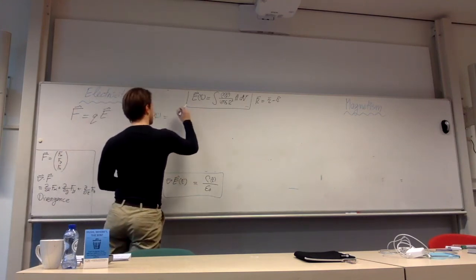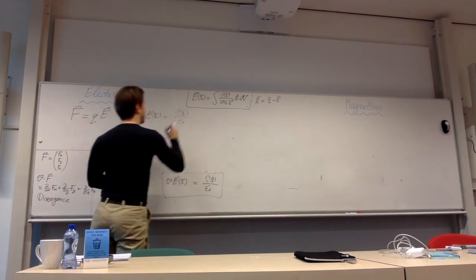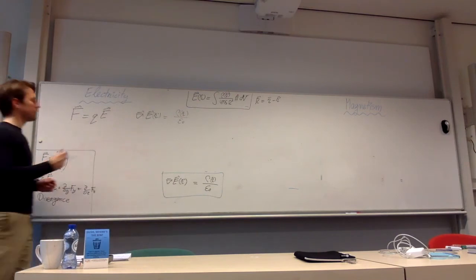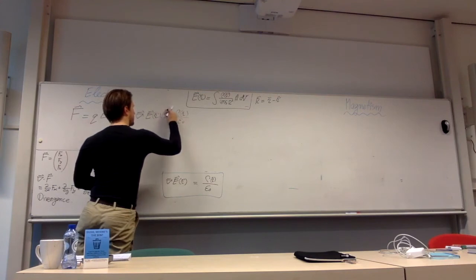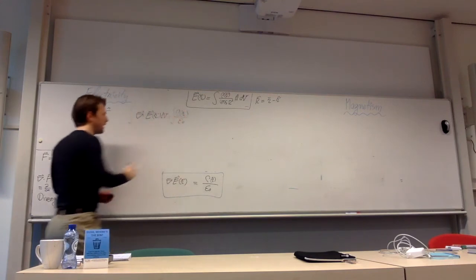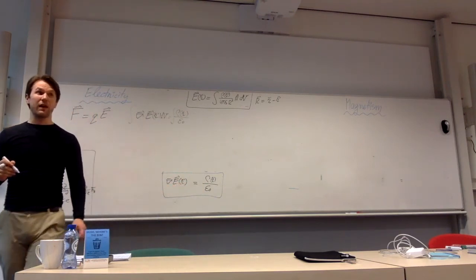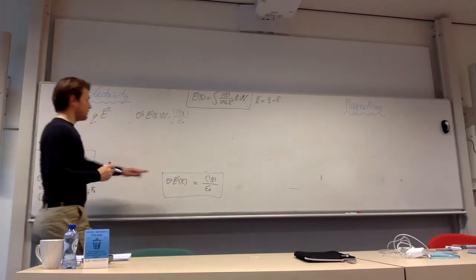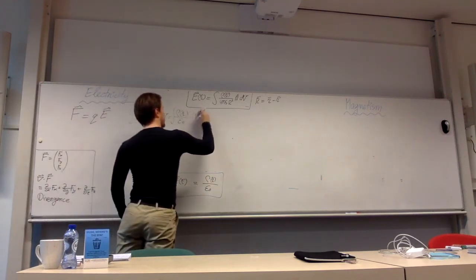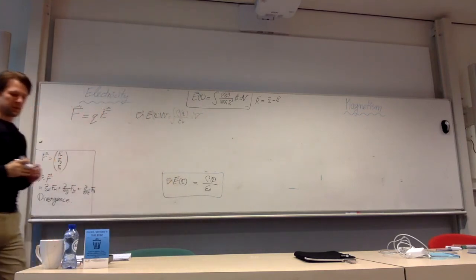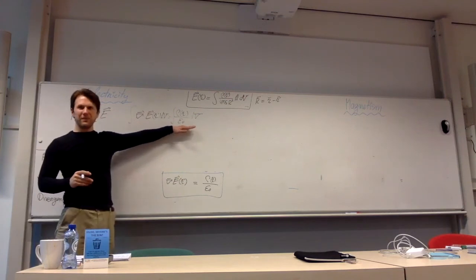Equals rho of r over epsilon 0, and I'm going to integrate this thing over all of space. Now that's allowed, but if I'm going to integrate the left hand side over all of space, I should do the same thing with the right hand side. So in this equation, I put an integral on both sides over all space. You see this. Now I hope you see that the right hand side is a particularly easy integral.